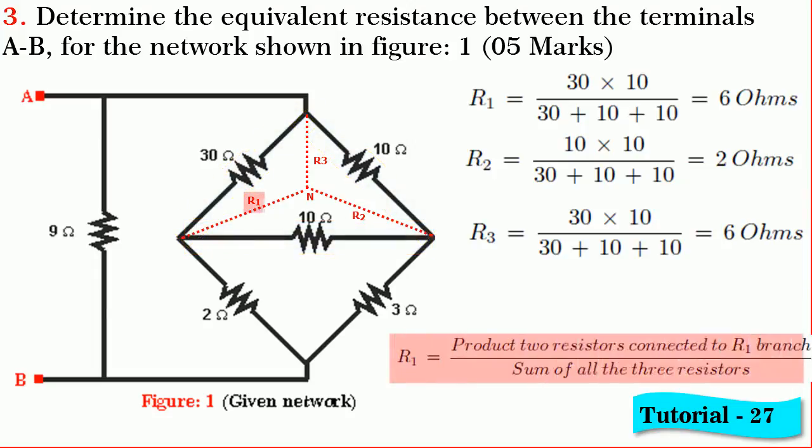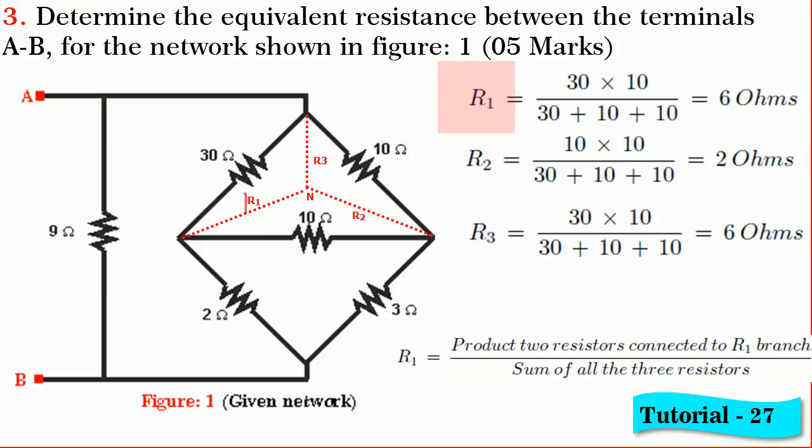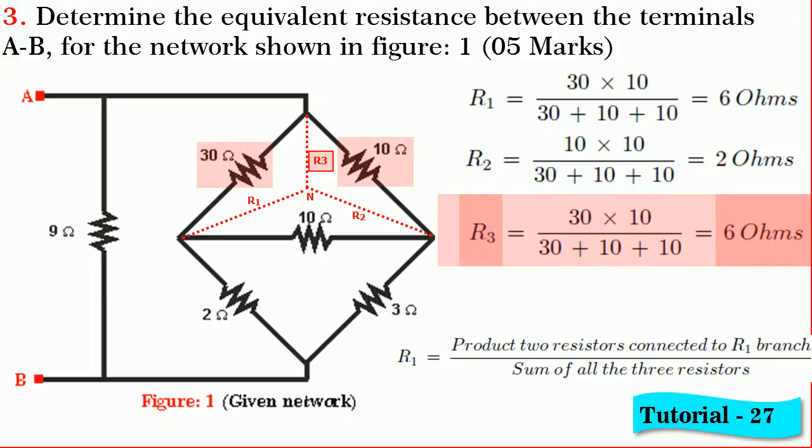We know that R1 is equal to the ratio of the product of two resistors connected to R1 branch divided by sum of all the three resistances. Hence, we get R1 is equal to 30 into 10 divided by 30 plus 10 plus 10, that is equal to 50, and hence we get R1 is equal to 6 ohm. Similarly, R2 is equal to 10 into 10 divided by 50, which we get R2 is equal to 2 ohm. And similarly, R3 is equal to 30 into 10 by 50, which we get R3 is equal to 6 ohm.